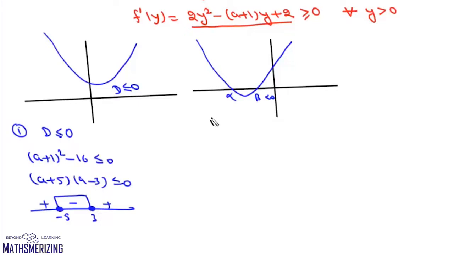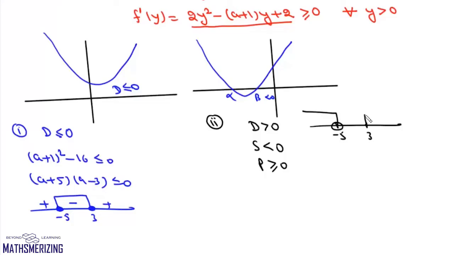Now for the second case, when both the roots are less than or equal to 0, we'll have this condition that d is greater than 0, sum is less than 0, and product is greater than or equal to 0. Now d greater than 0 means either the value of a is less than minus 5 or it is greater than plus 3.